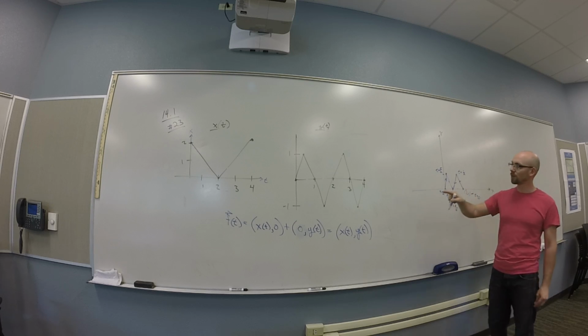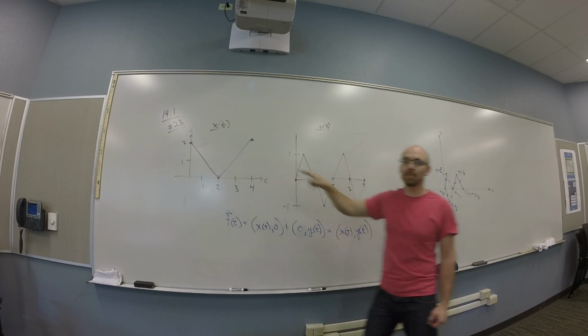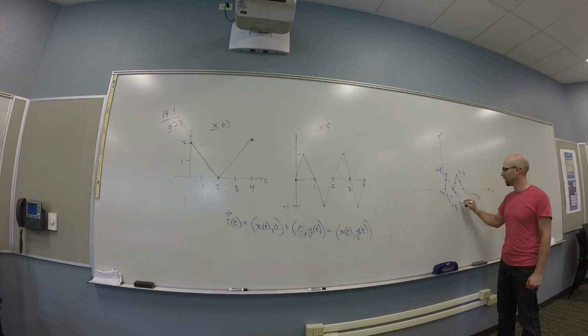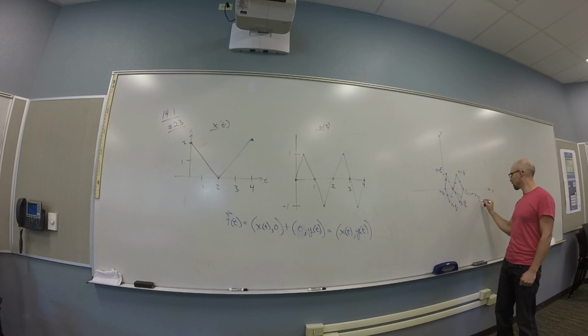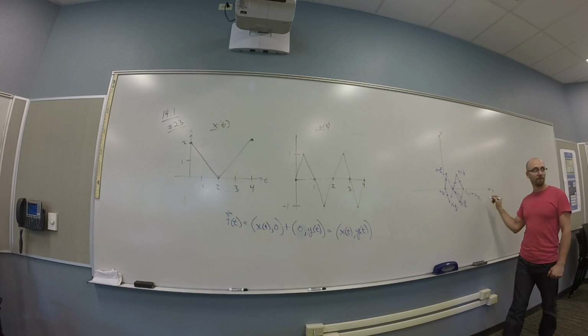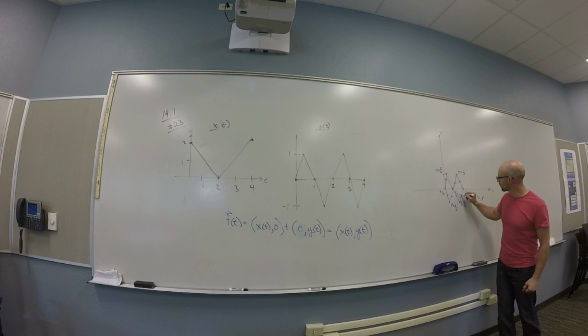And then at 3.5, the y is -1 and the x is still more positive. So, yep, down to here, and then back up to 4. So that's at t is 7/2. And then this one's at t is 0 and also t is 4. And I need maybe those little arrows on there.